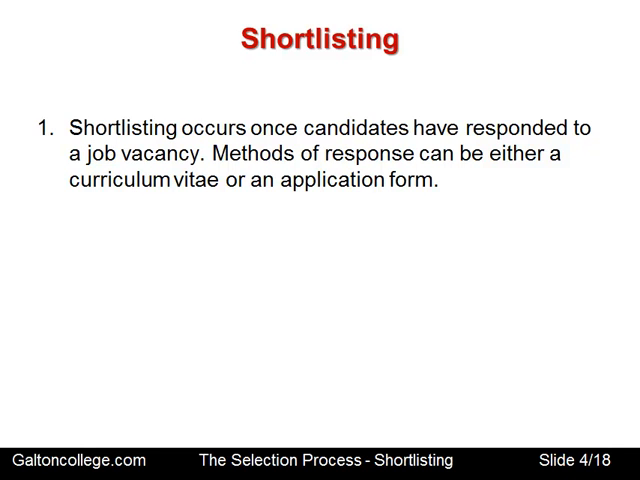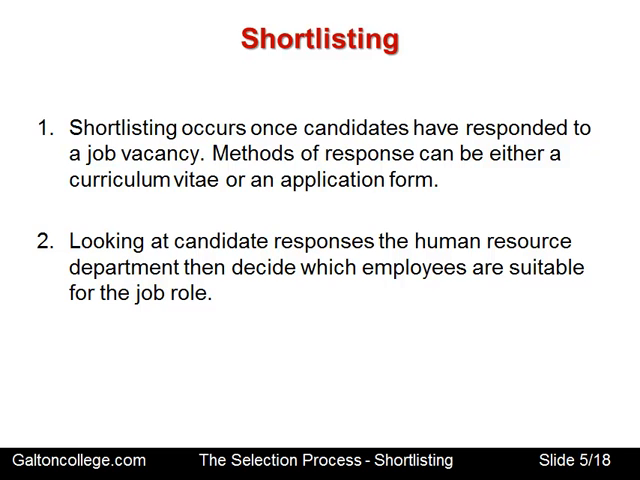Now, methods of response can be either a curriculum vitae or an application form, as I said. So people apply to the business, perhaps fill out the company application form or submit a curriculum vitae. Now, once the applicants have been received, of course, they must be vetted. Looking at the candidate responses, the Human Resource Department then decides which employees are suitable for the job role. Not everybody will be suitable. Some people may be less suitable than others, and so on.